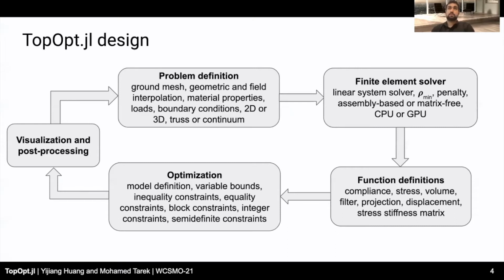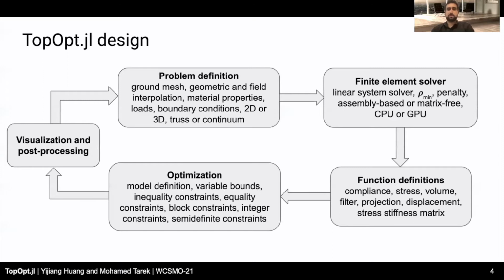on top of some regular Julia functions, not even defined as part of TopOpt.jl. And once you define your objective and constraints and all the functions that you need, you can go ahead and define your optimization problem or do your optimization. So this involves defining your model, specifying some variable bounds, maybe inequality constraints, some equality constraints, perhaps integer constraints if you want some variables to be integers. And in the future, we also plan to support semi-definite constraints. Then you do your optimization and you visualize, post-process, and repeat if necessary.